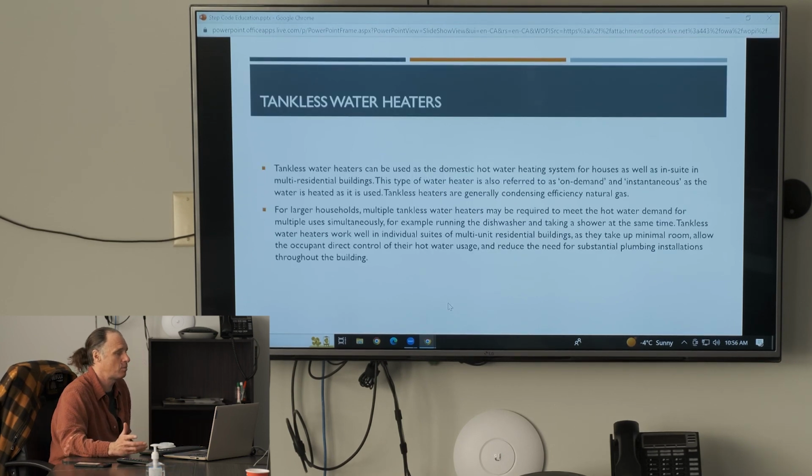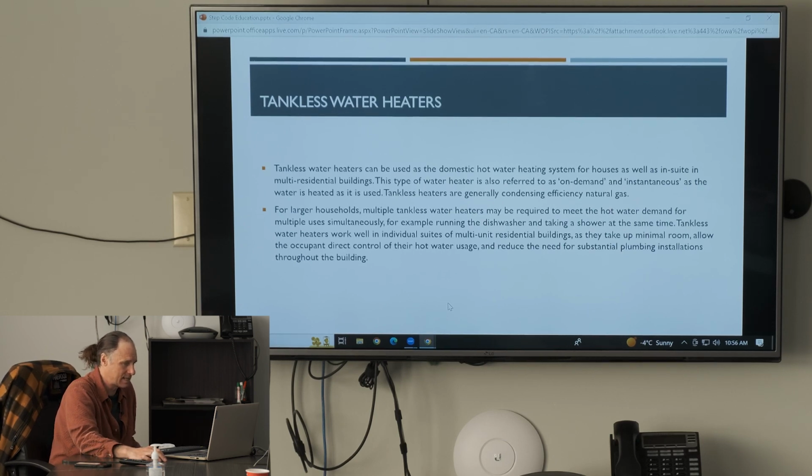Tankless hot water heaters can be used as a domestic hot water heating system for houses, as well as in-suite in multi-residential unit buildings. This type of water heater is also referred to as on demand and instantaneous, as the water is heated as it is used. So, which sometimes can be an issue. If you have long runs, it takes longer for that hot water to reach the tap, and some people don't like that.